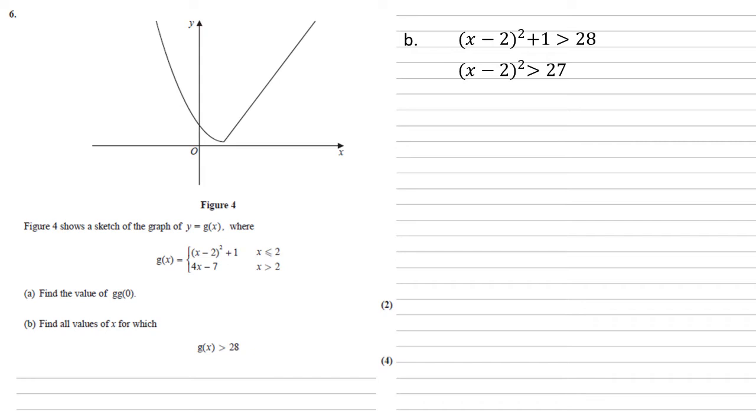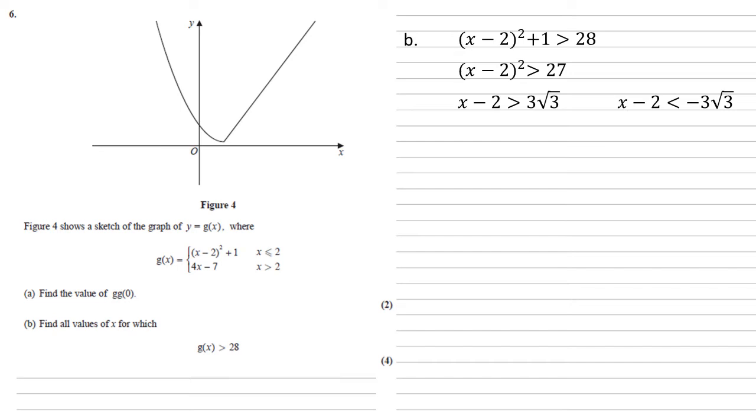We now need to square root both sides. But remember, square rooting 27 is going to give us both a positive and a negative answer. So our x minus 2 is either larger than root 27, which is 3 root 3, or it's smaller than the negative version of this, negative 3 root 3.